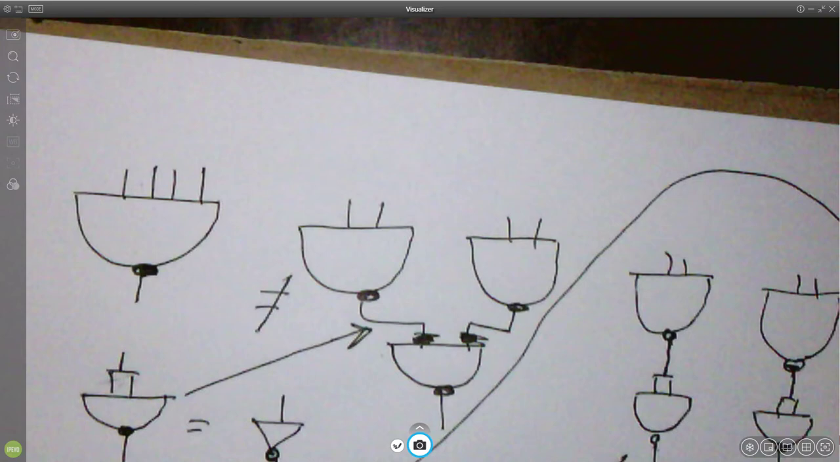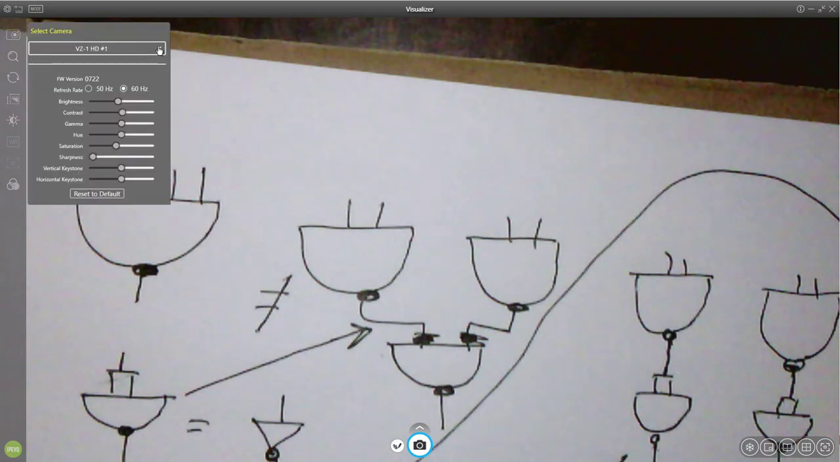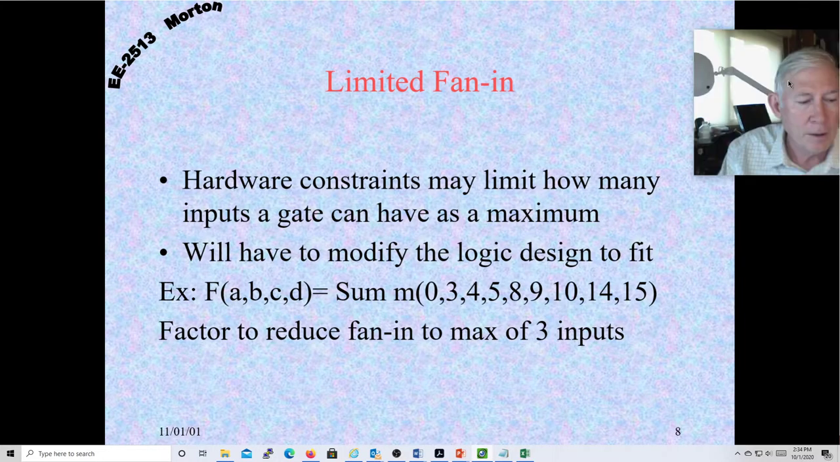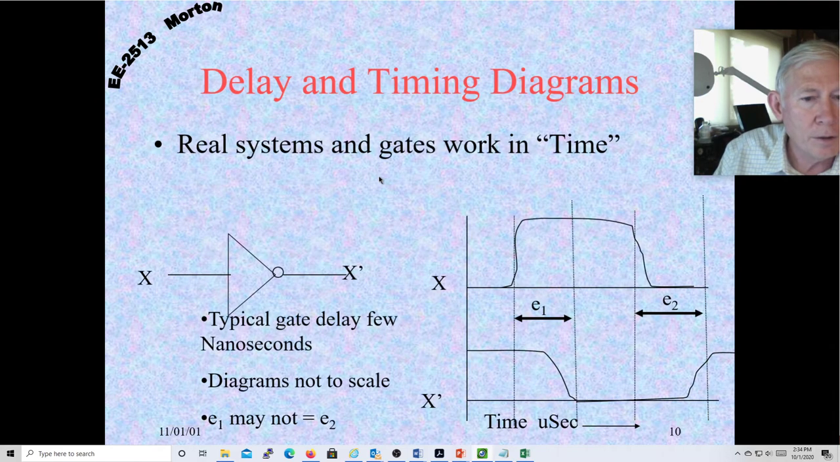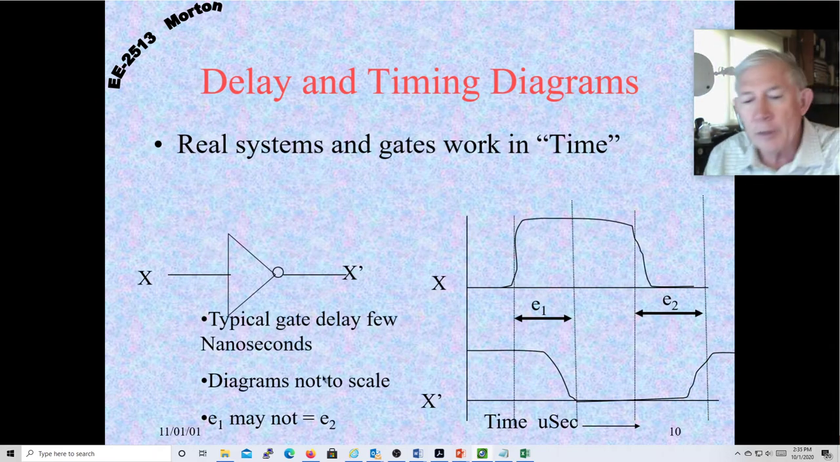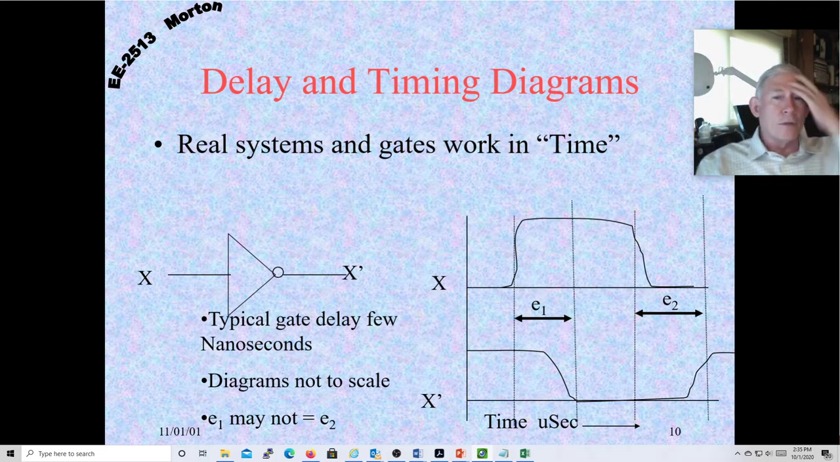Let me switch back to me. Okay, so all right, so we're rocking along here. So delay and timing diagrams. Okay, first let me just talk about timing diagrams. We haven't really dealt with these yet, but they're an important part of pretty much any circuit. You will see these diagrams in almost all the data sheets.